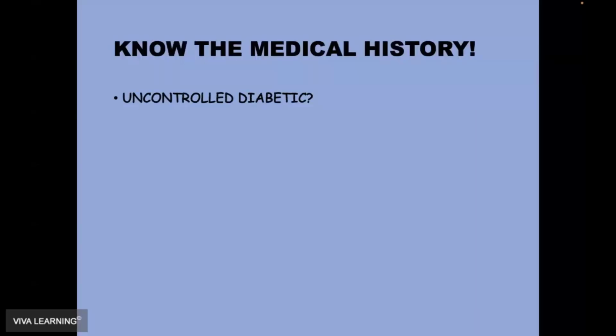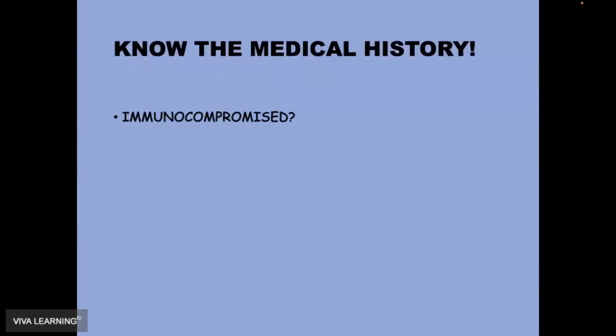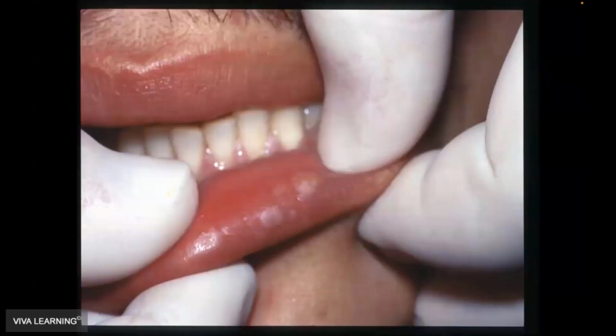Is the patient an uncontrolled diabetic? That's not a patient I'm going to perform a biopsy on. Uncontrolled diabetics are going to heal very poorly. I don't need a patient healing poorly in my office. This is someone I will send to the oral surgeon. Is the patient immunocompromised? Once again, they may heal more poorly. I don't know that I want to deal with someone that's going to heal poorly. Send to the oral surgeon.